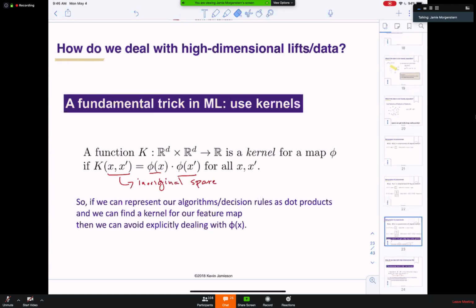Right, so that's a good observation. For any map phi, we can certainly define the kernel of that map. But the question is when do those kernels actually have faster ways to be evaluated than to explicitly use phi to do the computation of dot products. Okay.